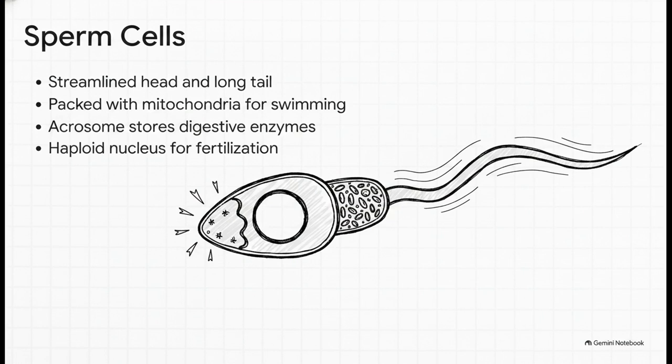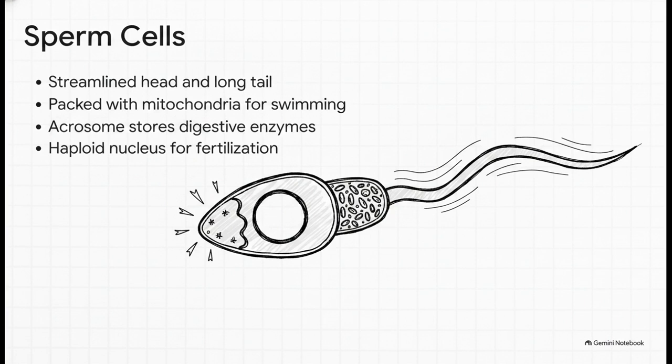And then we have the sperm cell. This little guy is basically a microscopic delivery vehicle. It's got a streamlined head and a long tail that whips from side to side so it can swim. To power that tail, the middle section is just packed with mitochondria. But the front is where the real magic happens. At the top of the head is the acrosome, which stores these powerful digestive enzymes because it has to literally break through the egg's tough outer layers for fertilization.